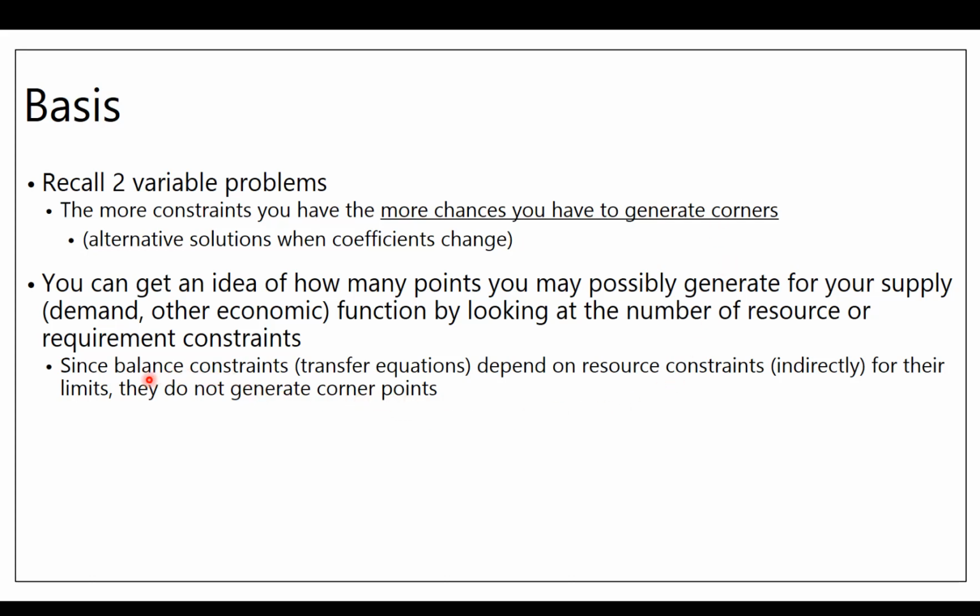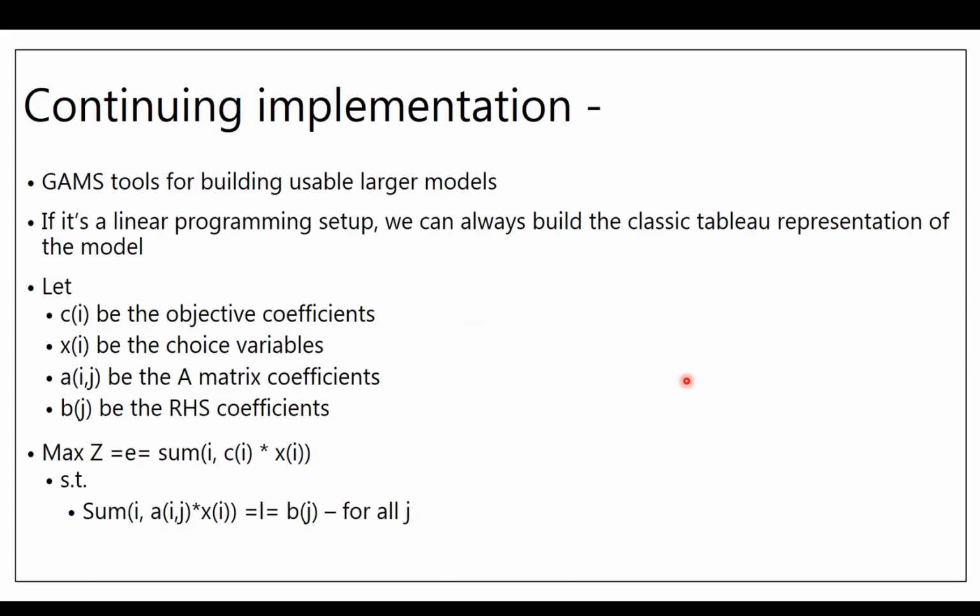Yeah, and I guess the point is we have lots of constraints, lots of detail here, but most of them are balance or transfer equations. And since those tie indirectly back to the resource constraints to generate limits, they're not corner points. They're not important to the basis. They can be substituted away.